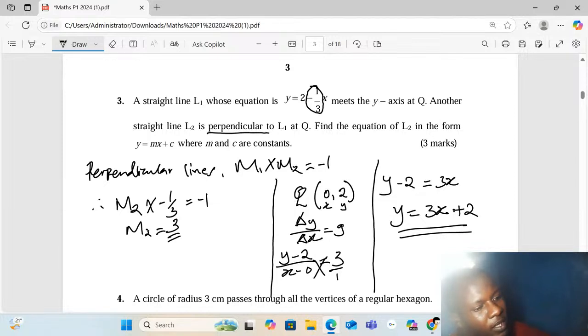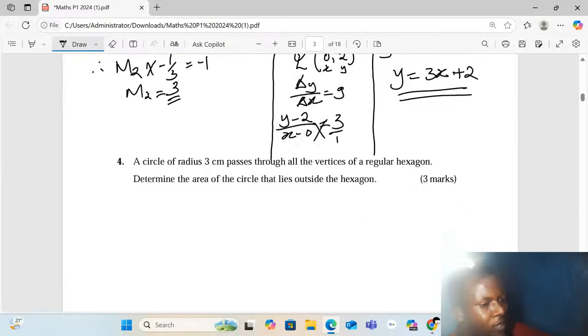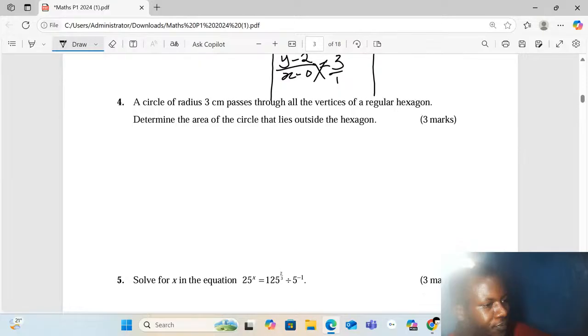So we've calculated, or rather found, the equation of line L2 in the form y equals to mx plus c. And that's now the equation of L2. You get your 3 marks. That's simple for question 3. Now let's go to question number 4.